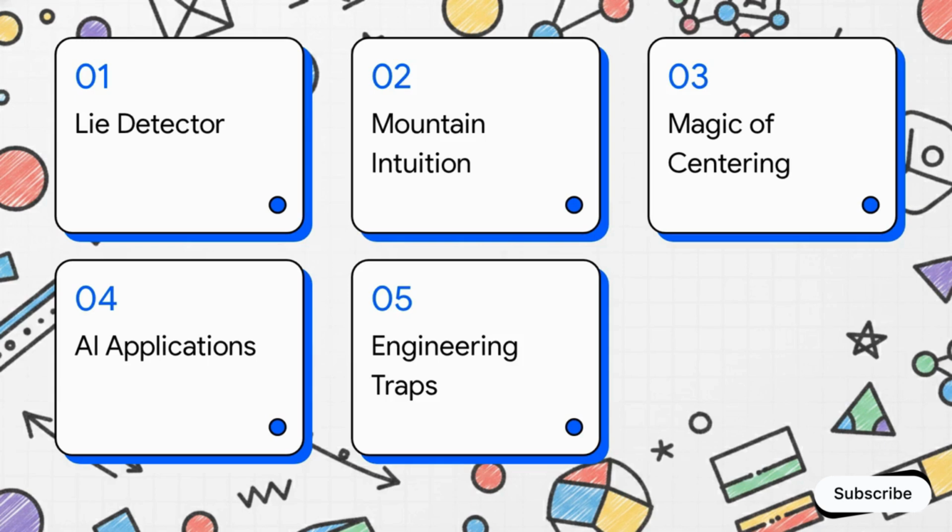1. AI's ultimate lie detector. 2. The mountain climber intuition. 3. The magic of centering. 4. Real-world AI applications. And 5. Common engineering traps. Let's get right into it.